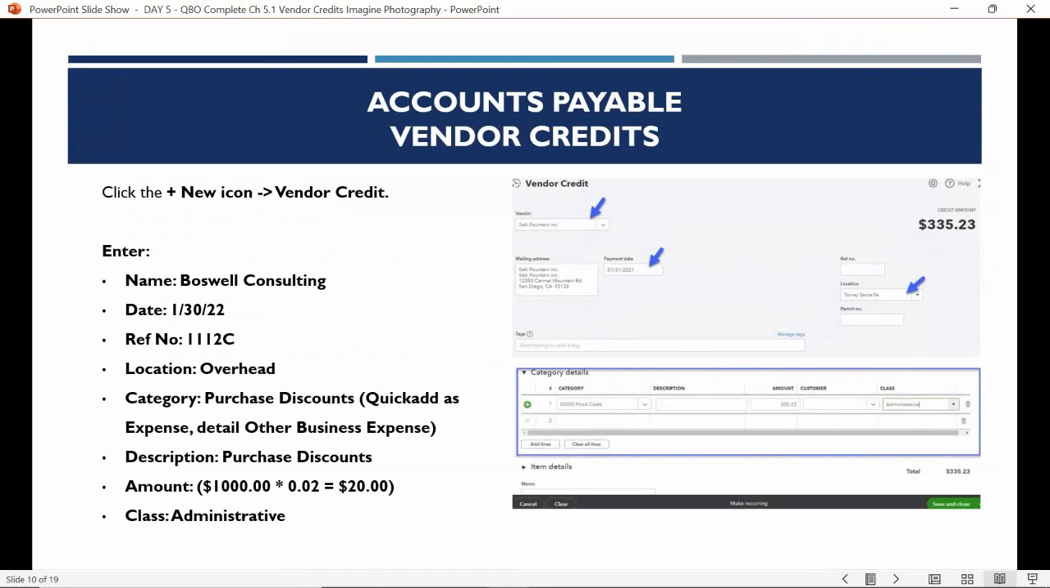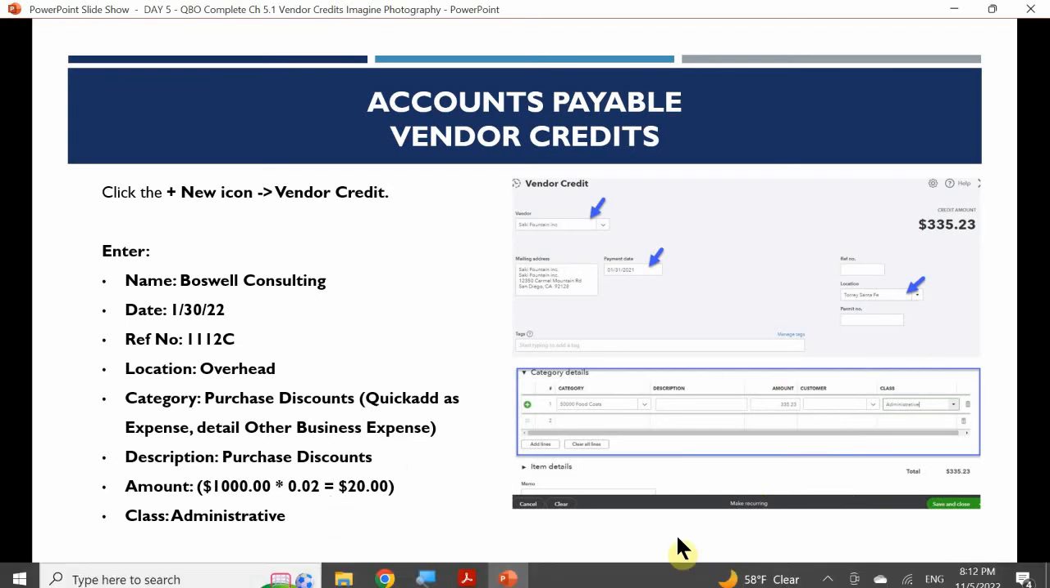Okay, so in this case, what we're going to do is create a vendor credit to apply to this bill for the payment for the consulting fee. We're going to say that I want to make a payment on January 30th. So therefore, I remember I should receive a 2% discount on my bill. That's exactly what we're going to do here.